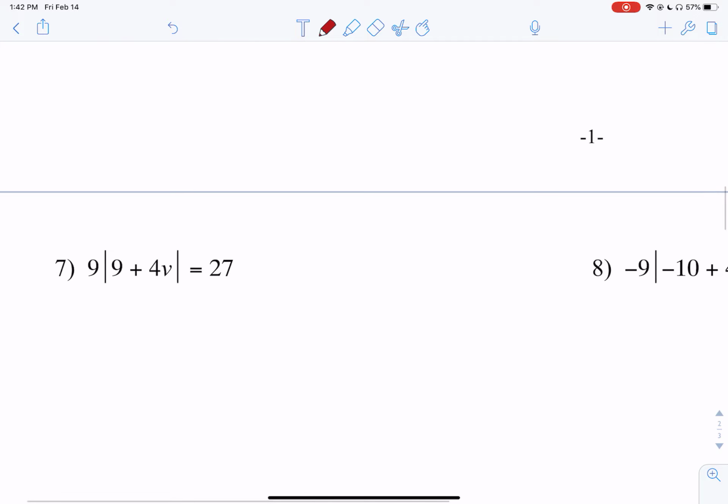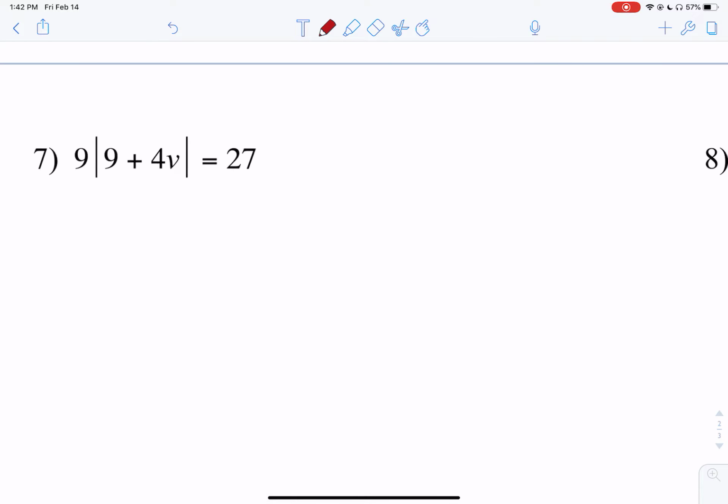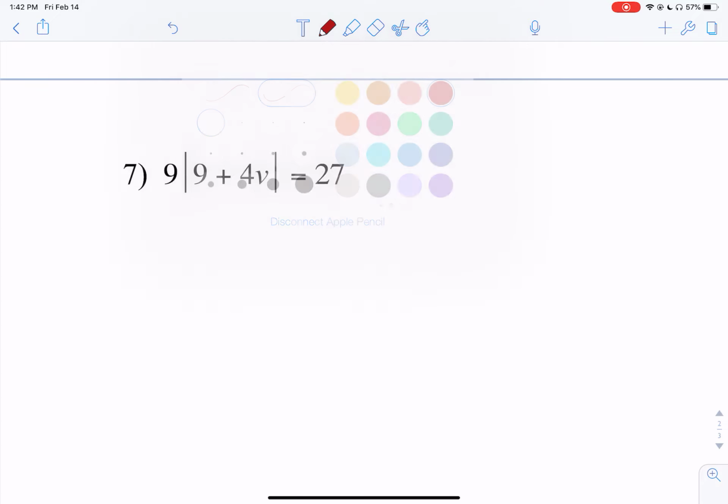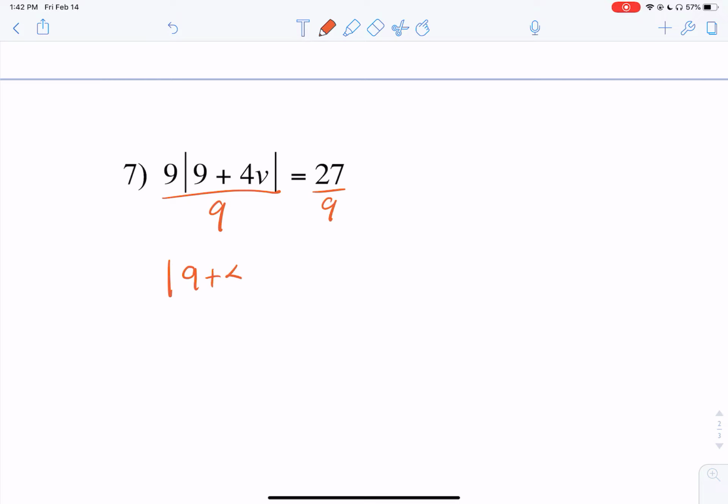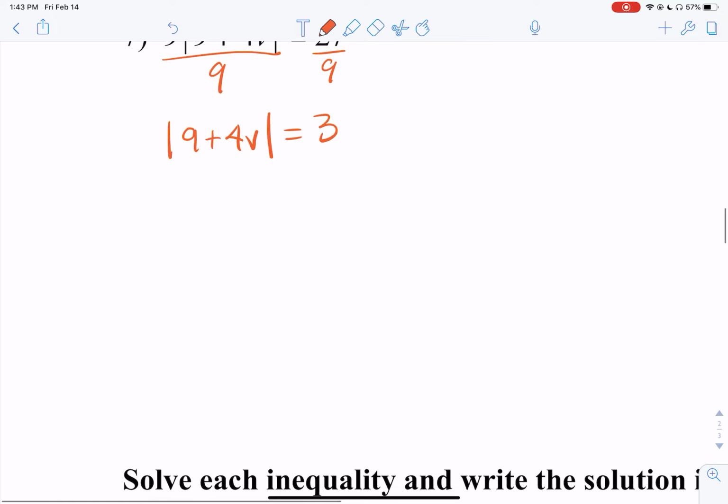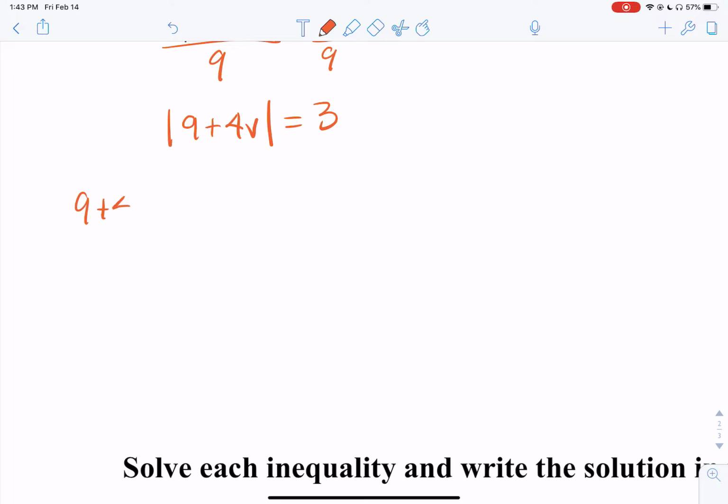All right, let's go to number 7. So for number 7, we are not allowed to distribute because of the absolute value, so I'm not allowed to multiply inwards. So what I need to do in order to have the absolute value by itself is divide by 9. So the absolute value of 9 plus 4v is going to equal 3. Now I can create again the two cases. 9 plus 4v is equal to 3, and 9 plus 4v is equal to negative 3.